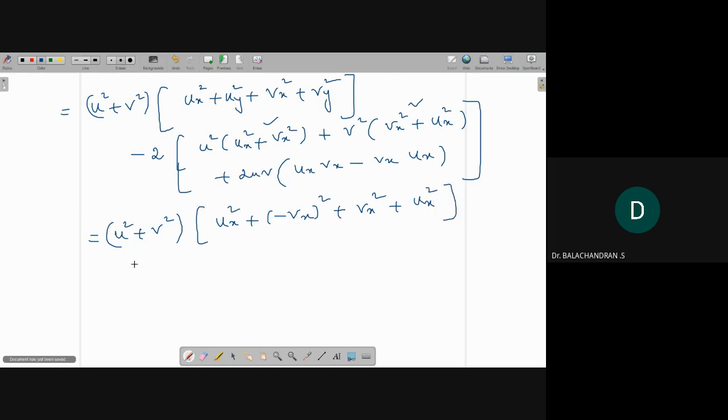Minus 2. Okay, I forgot the denominator. Otherwise, can I put it like this, slash, a square plus b square whole square? Okay. So now I think I wrote this one and then minus 2 into ux square plus vx square is common. Remaining you have u square plus v square.